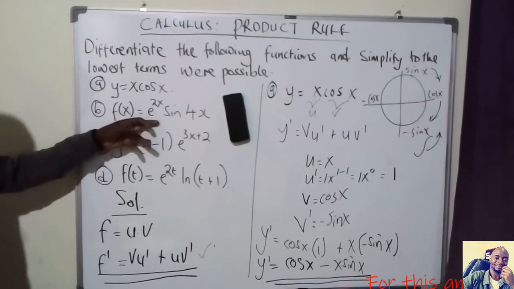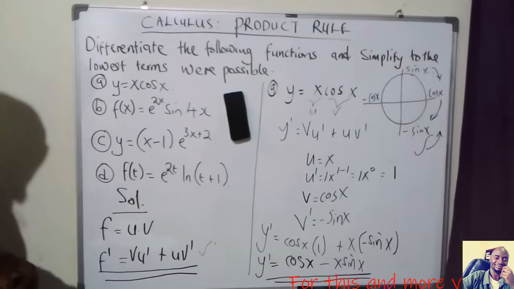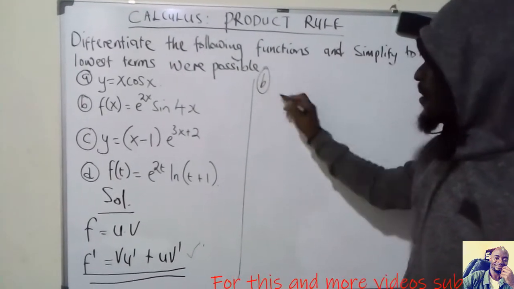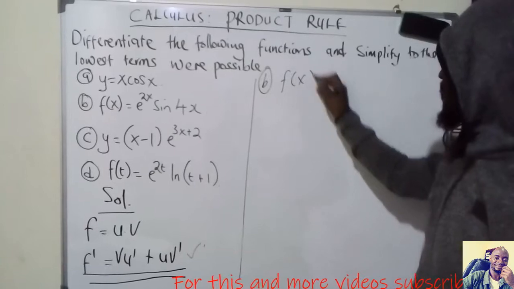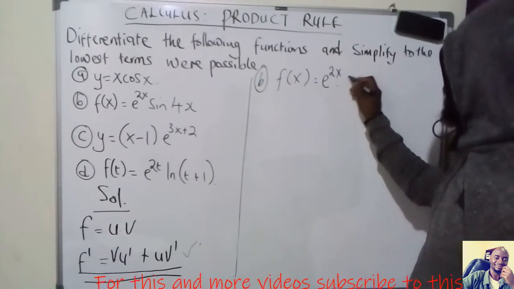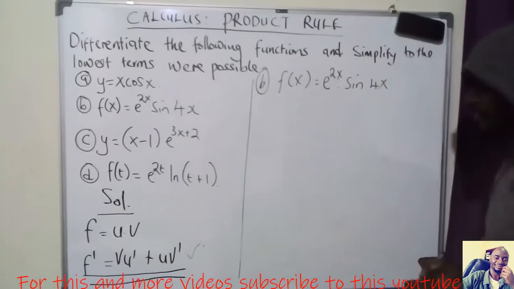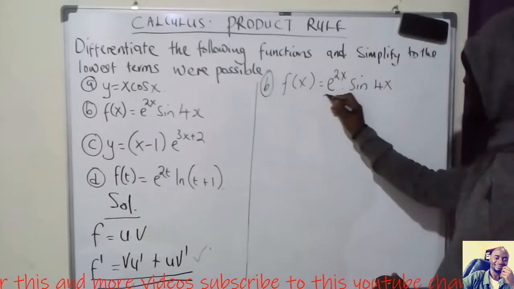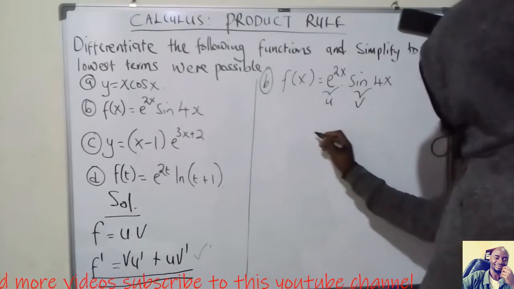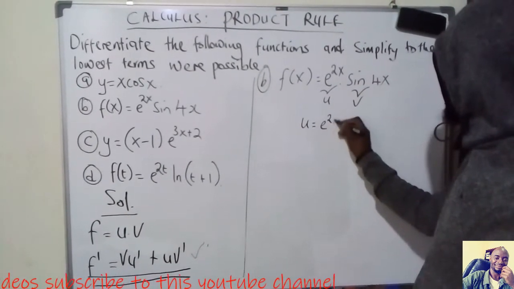In b, again, we are multiplying this function and that function. Again, we are going to use what we call the product rule. So we come to b. We have a function of x equal to e 2x multiplied by this. We know the product rule is what you're going to use. You let this one be u and let this one be v. So you say u is equal to e 2x.